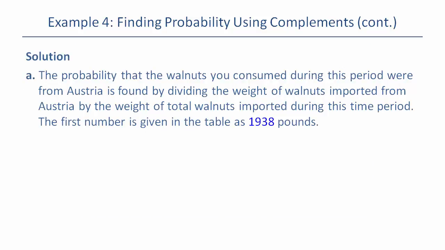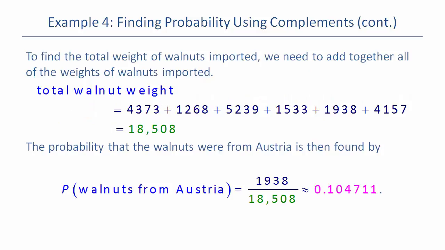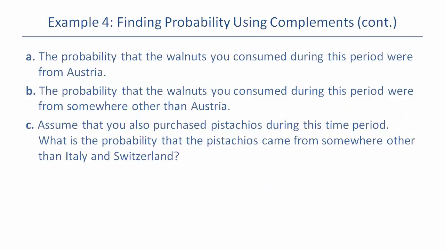Right? So we know it's 1938. We know the total. If you add all those together, like I said, 18508, put those two together, and there's your probability. That simple.